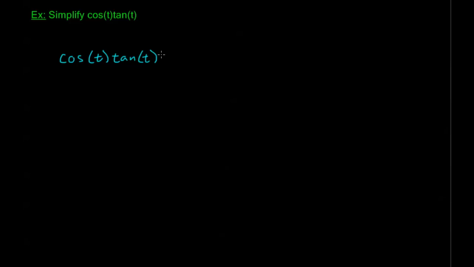So first, I need to decide what I can do with this expression that's going to help me to simplify. Now I have a cosine and a tangent. Cosine and tangent, I can't really do anything right away, but I know that I can write tangent in terms of cosine and sine from my reciprocal identities. So let's see what happens. This becomes cosine of t, and then tangent becomes sine of t over cosine of t.